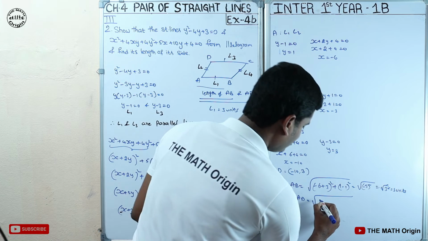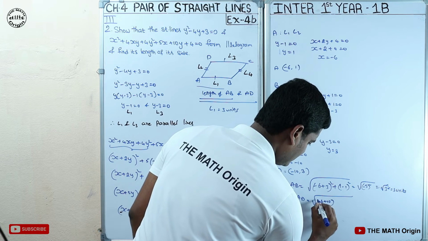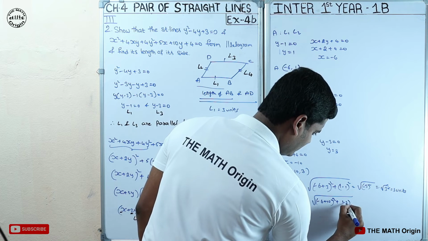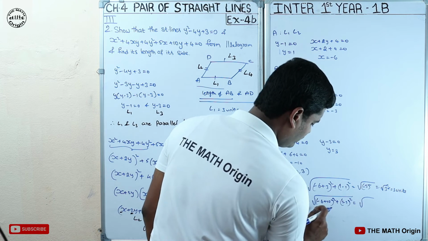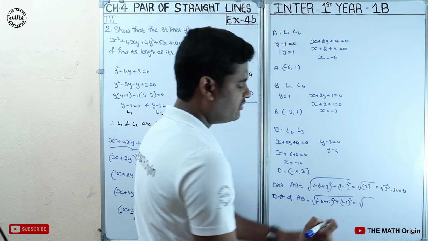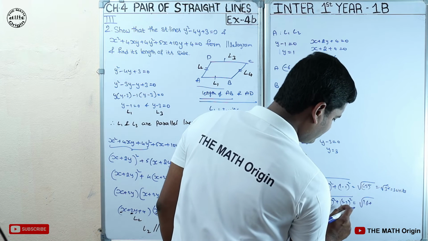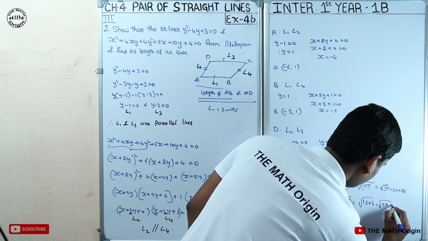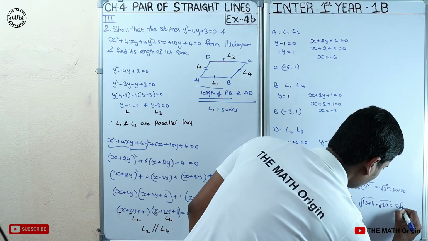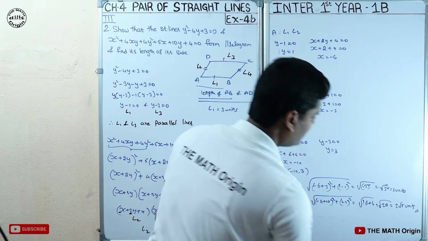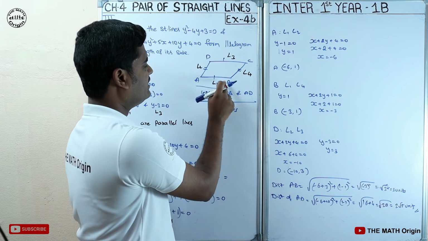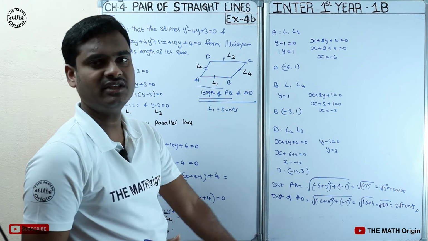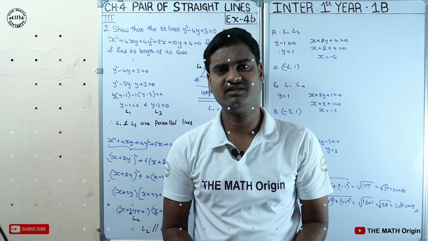Minus 6 minus of minus 10 is minus 6 plus 10 whole square plus 1 minus 3 whole square, that is equals to root of minus 6 plus 10 is 4 square, which is 16 plus 1 minus 3 is 2 square is 4, which is equals to root 20, which is equals to 2 root 5 units. Okay, with this we got the parallel lines length, and also we found the equation. With this we completed the second question from the third section.